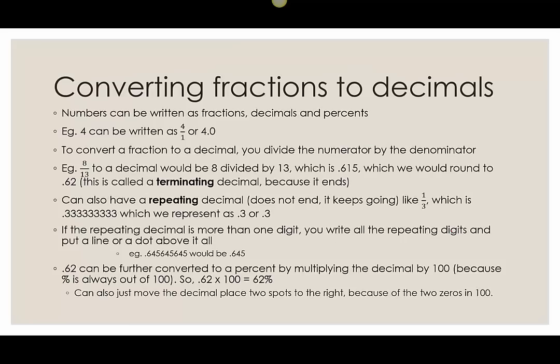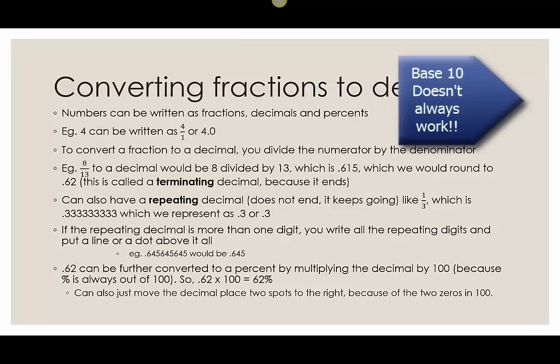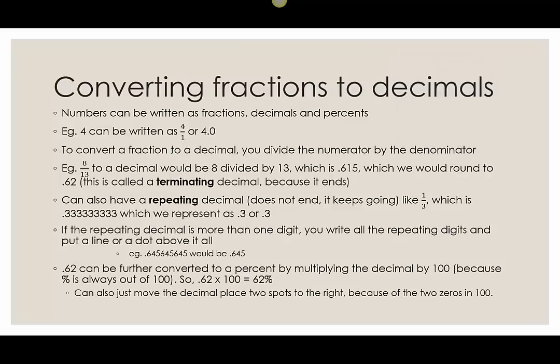Converting fractions to decimals. Numbers can be written as fractions, decimals, and percents, as we know. As an example, 4 can be written as 4/1, which is a whole number, or 4.0. To convert a fraction to a decimal, you simply divide the numerator by the denominator. Now I know that you guys have learned in the past that you can convert your denominators to 25 or 50 or anything that is a multiple of 100, but there are some denominators that you are not going to be able to do that to, okay? So it's just way simpler to go with this rule and use this rule every time.